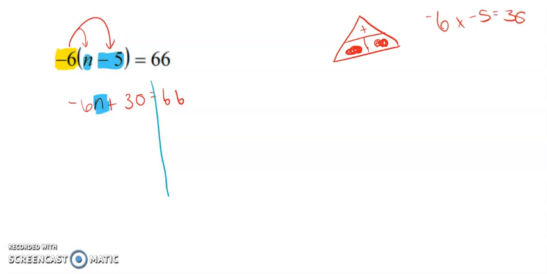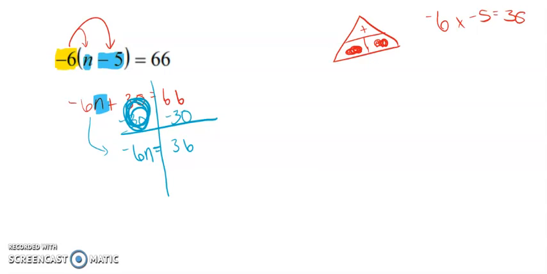We always start off with the 30. So instead of saying plus 30, the opposite of positive 30 is minus 30 here. And we're going to do the same thing on this side of the equation to make it go away. 30 minus 30 is 0. Put a 0 there, just so we know it's gone. On the left-hand side, what's left over is my -6n, so I'm going to bring that down. And on the right-hand side, we have 66 minus 30, which gives us 36.